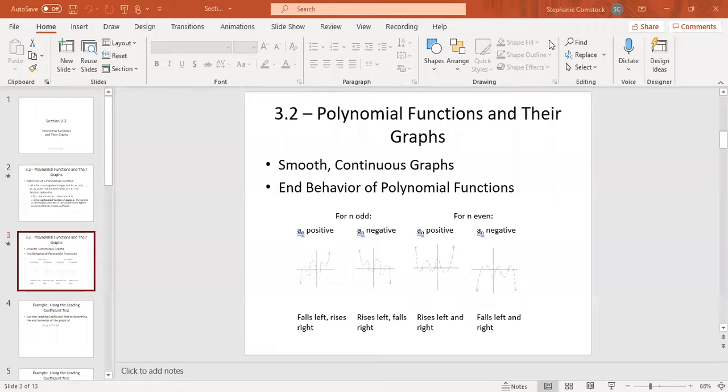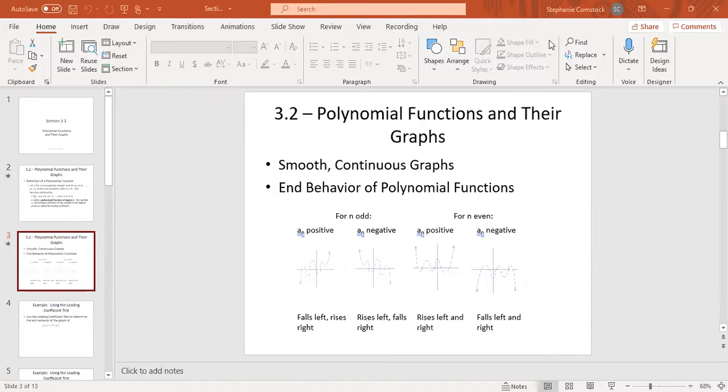So for this video, we are going to talk about end behavior of polynomial functions, and I am going to redo these graphs a little bit larger for you so that you can see them. But basically what we're going to do here is for end behavior, we're going to look at two things. First thing, we're going to look at the highest power, and we're going to decide whether or not that highest power is even or odd, okay?